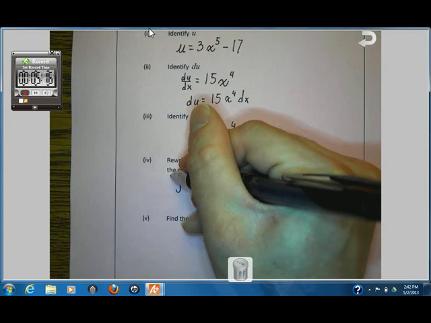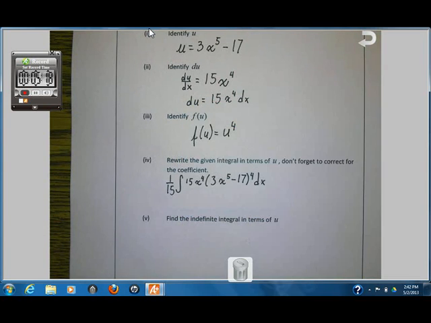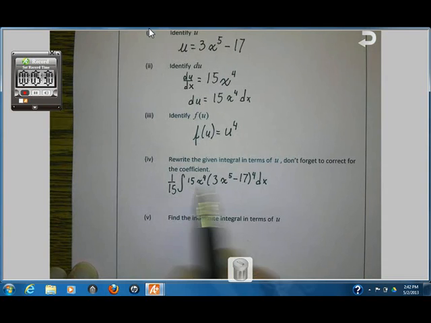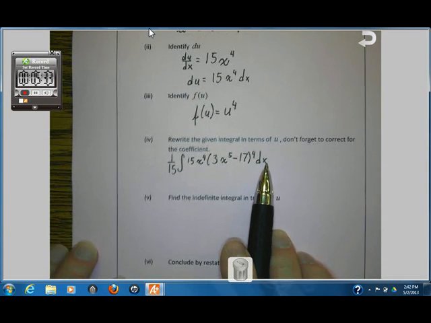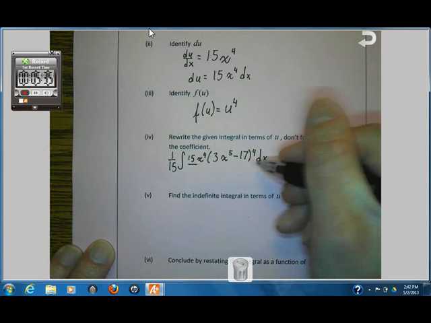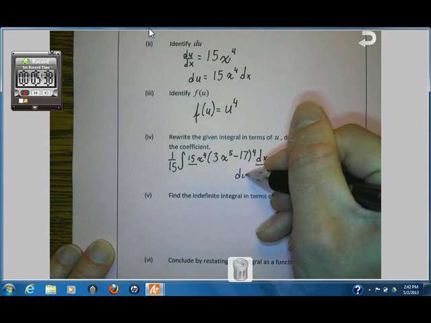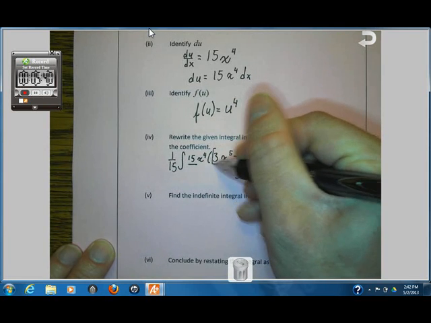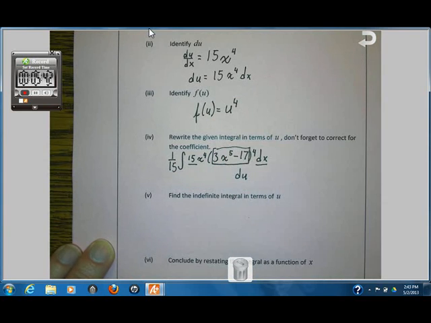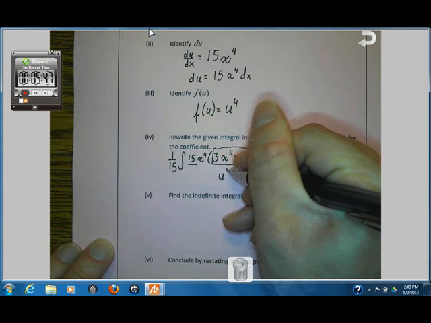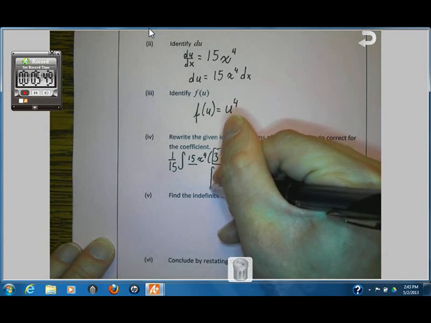And then I rewrite it in terms of u. Now that I have this 15x to the 4th dx, I can write it as this part here becomes your du, this part here is your u, and that's being set to what power? The 4th. So I have u to the 4th du. I'm taking the integral of that. What's outside the integral? 1 over 15. That was our constant coefficient corrective, if you will.